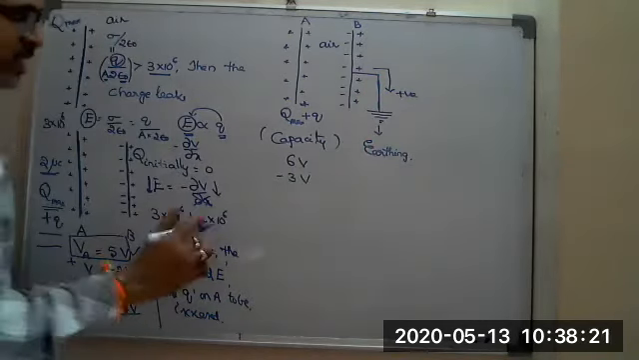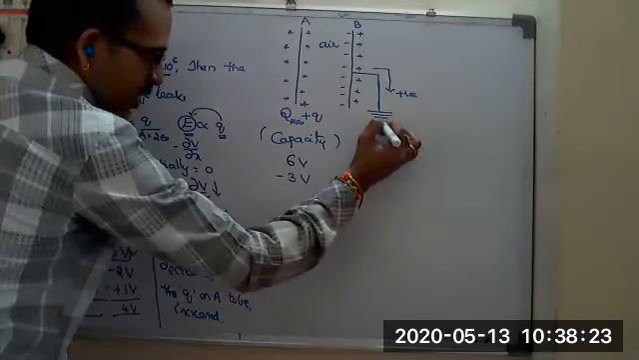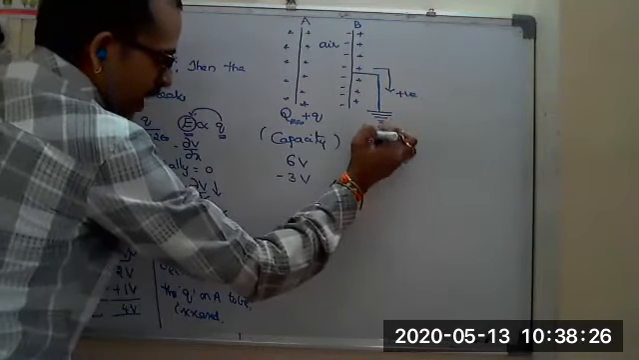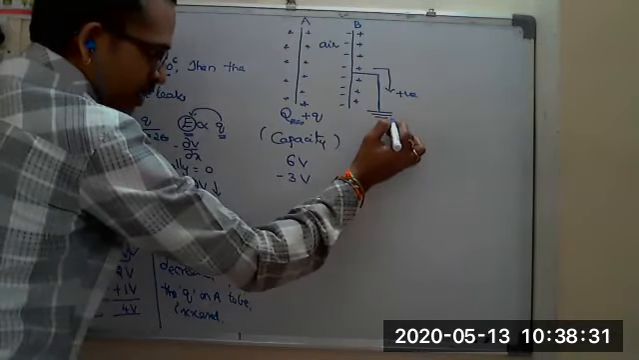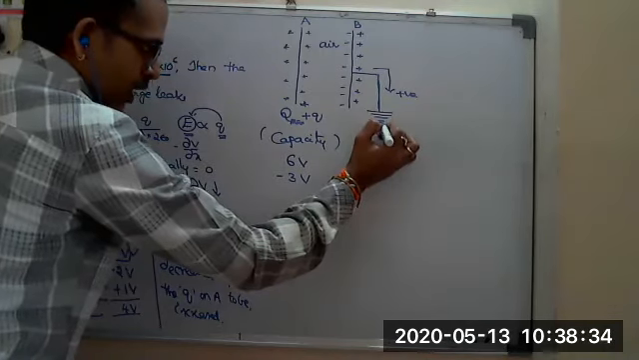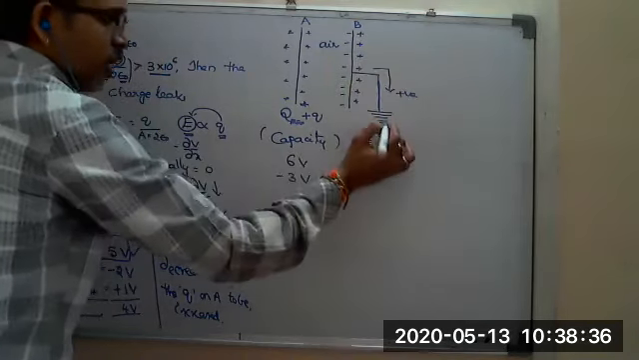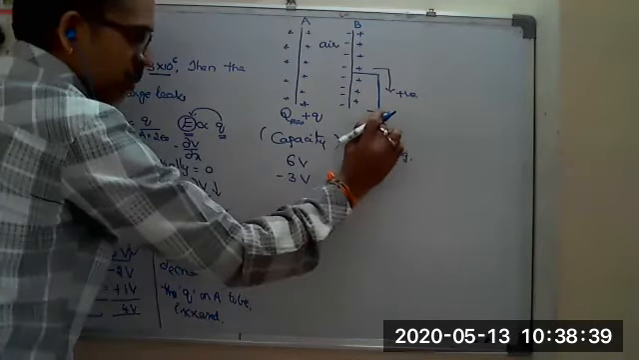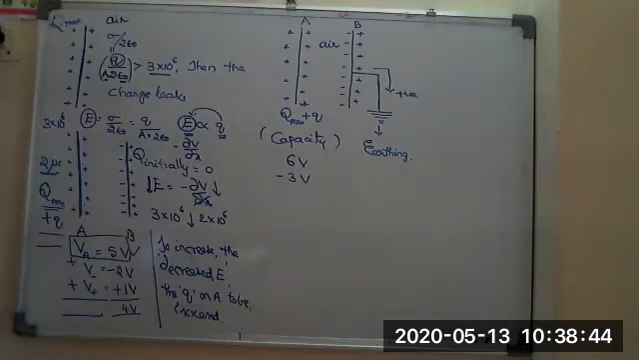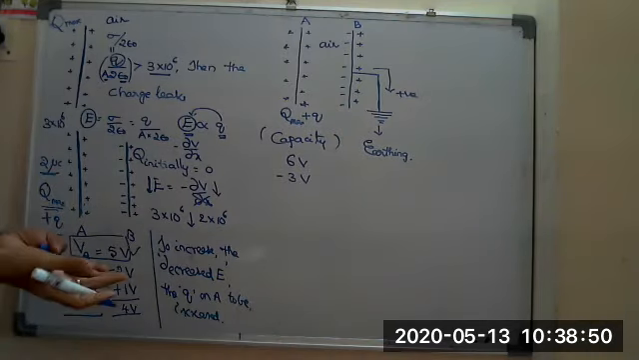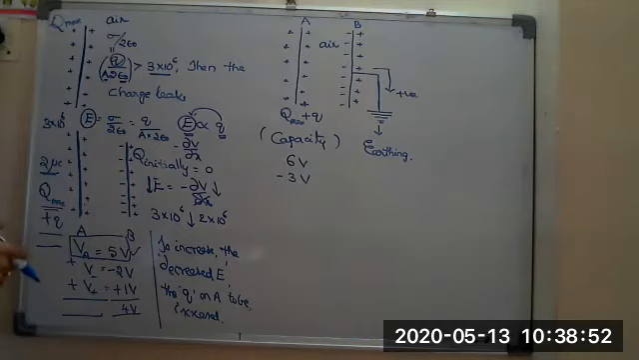Why, sir? Because yesterday I told, earth is a very big conductor, huge in size. That's why whatever amount of charge you give to the earth, or take from the earth, is just peanuts. Just like adding a bucket of water to the ocean or removing a bucket of water from the ocean. If you add one bucket of water or remove one bucket of water, the ocean level won't change. Because of what?